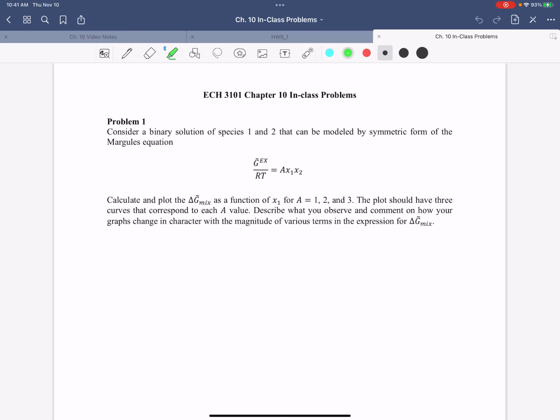In this problem, we're going to visualize how the excess molar Gibbs energy affects the total Gibbs energy of our system. We're going to do this by plotting our delta G mix. The problem asks us to consider a binary solution of species 1 and 2, just two generic species, whose excess molar Gibbs energy can be described by the one parameter Margules equation. So once again, it's A x1 x2.